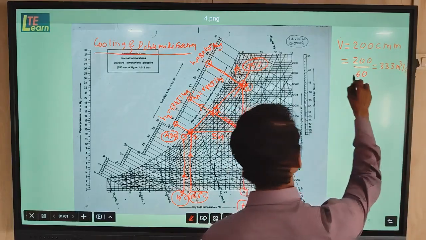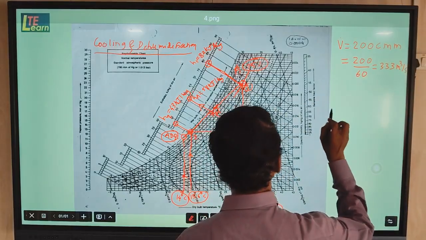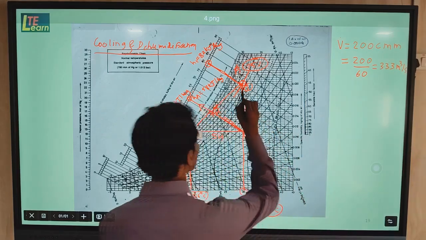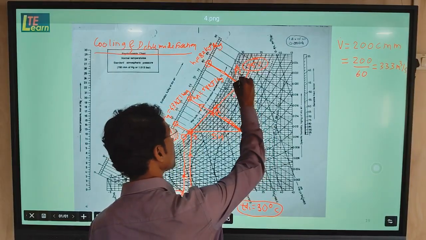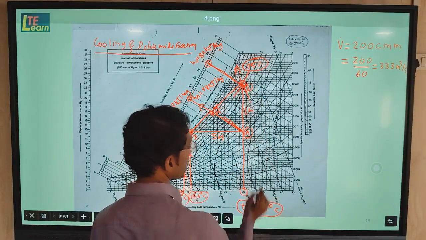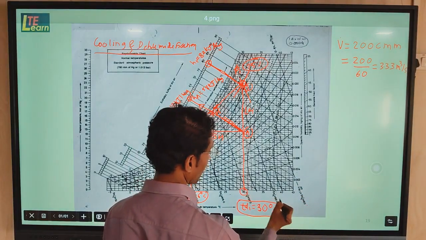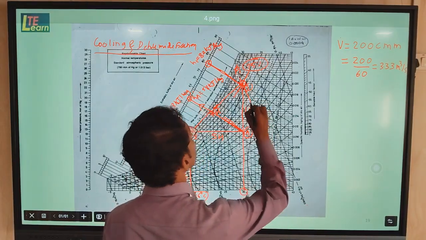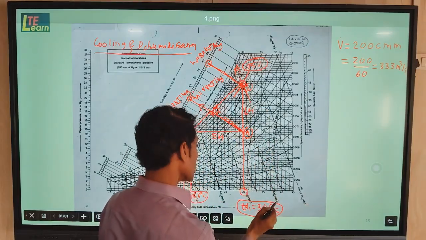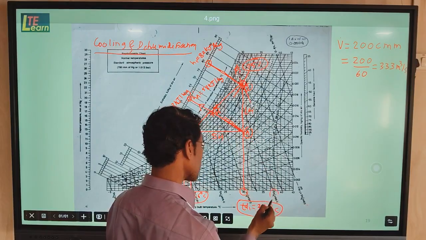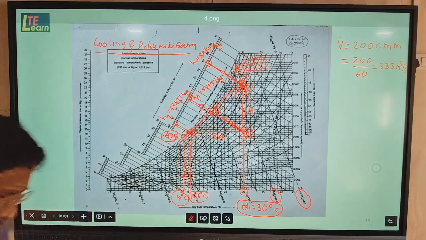This volume flow rate we will now use to find the mass flow rate. For that purpose we need the specific volume of the air supplied. So here is supply point 1, and we have to find the specific volume. We will draw a line passing through this point number 1 parallel to the specific volume lines. These are the specific volume lines, this one and this one. If you see, this line is coming between 0.88 specific volume and 0.9 specific volume.